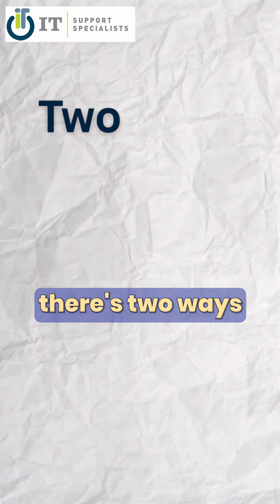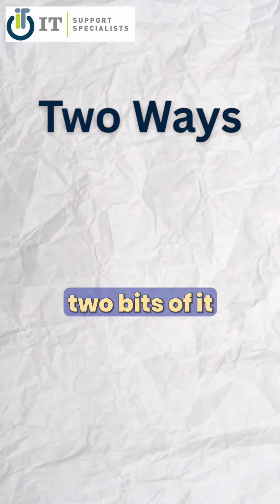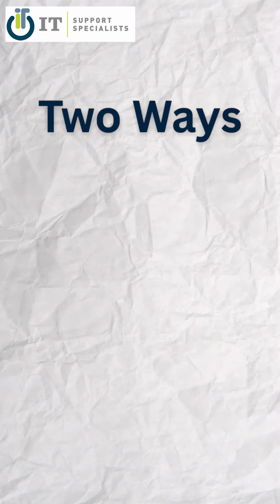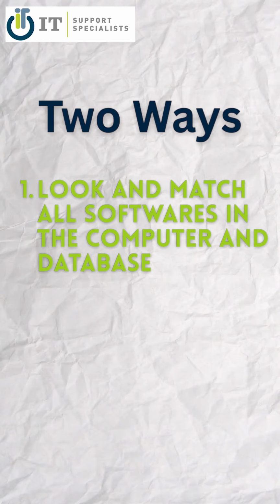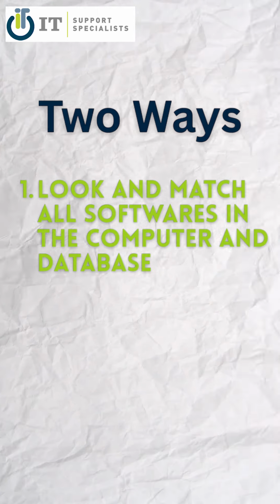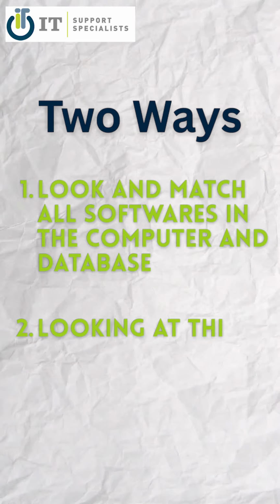find them. There's two ways to do this, and there's two bits of it really. One is looking at all the software on the computers and then matching up in a database to known vulnerabilities. And the second is looking at things on the network.